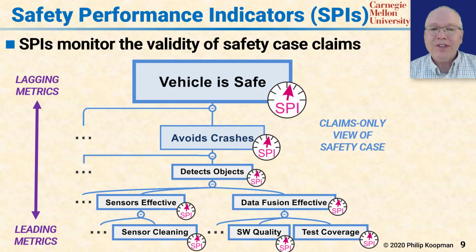So the idea here is to take a safety case, and in principle, every single claim and subclaim of the safety case, if you can figure out how to measure it, you attach a SPI to it. So you're not monitoring just whether the vehicle is safe. You're monitoring whether or not your safety argument is actually true, or there's something wrong about it, that you argued something but it's not really true. And that's what the SPIs do for you.